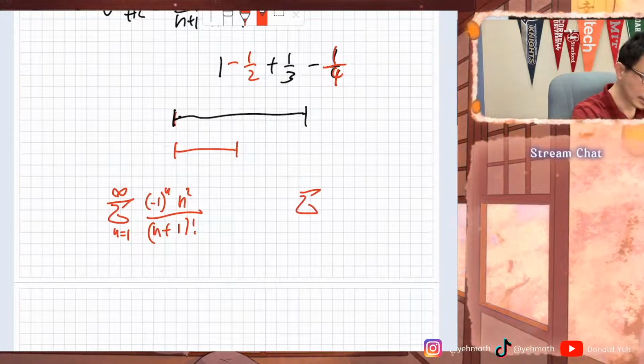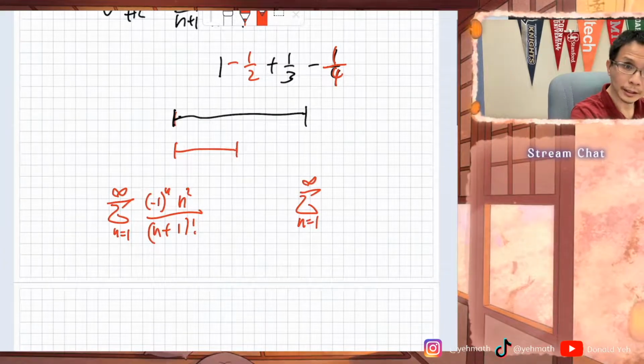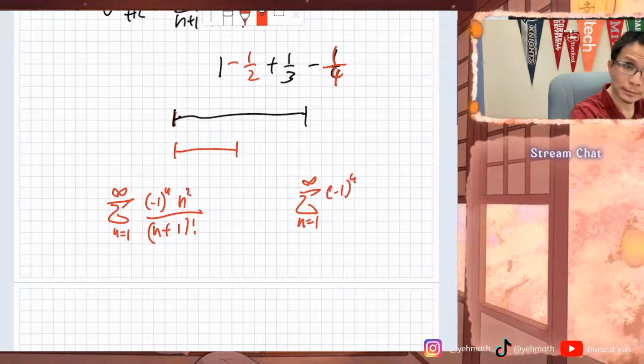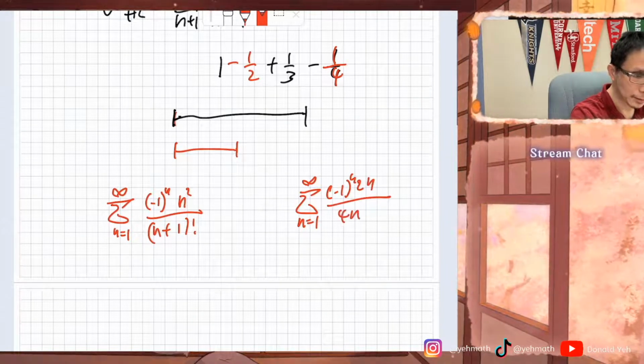I'm going to give you a second case. So this is the second case: the sum of (-1)^n times 2^n over 4n minus 1.